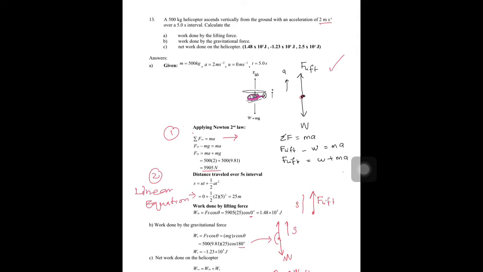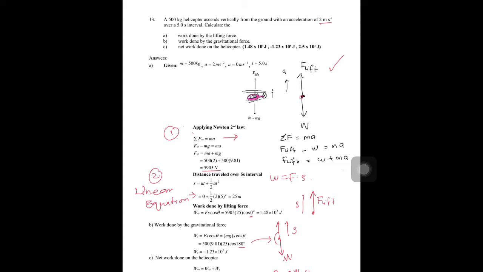First, we must draw the free body diagram. Then you have to apply Newton's second law, summation F is equal to ma, and then you get the F lift. Then work done, work W is equal to F S, right?